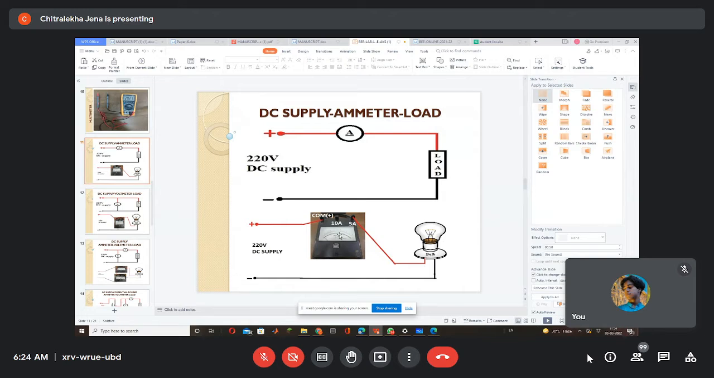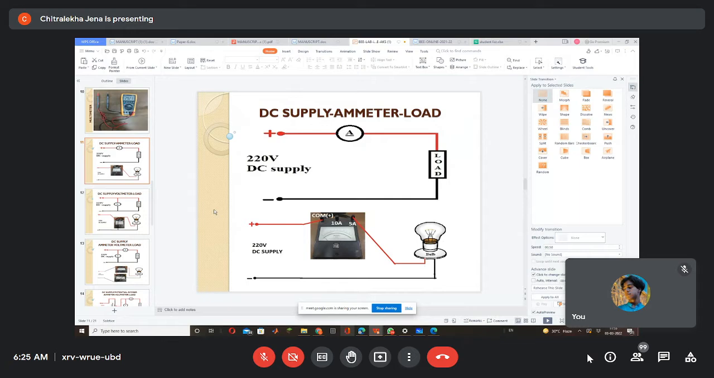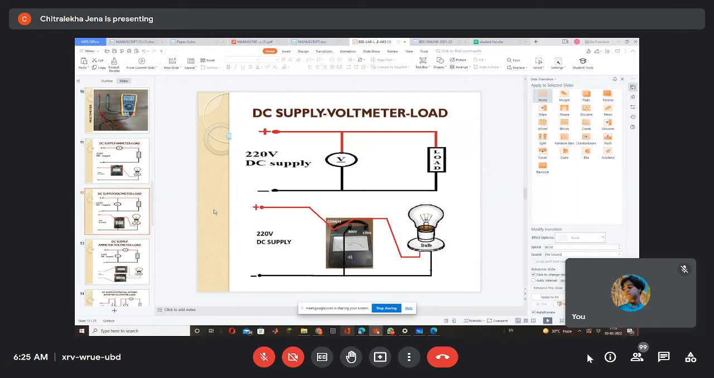Am I clear to all of you? Yes. All of you understood? If you are connecting 10 ampere, then whatever reading it gives, you have to take the upper reading. Similarly, this is your DC ammeter. Yes, and this is your DC voltmeter.